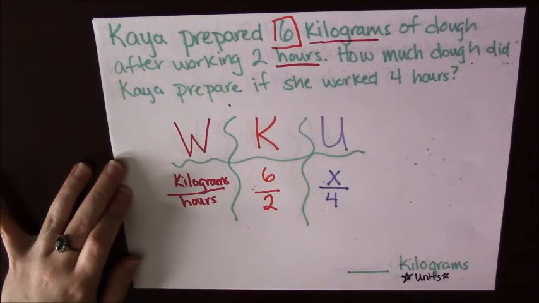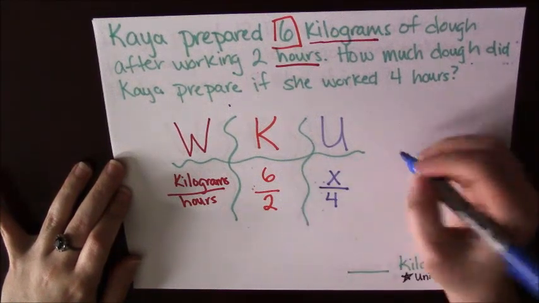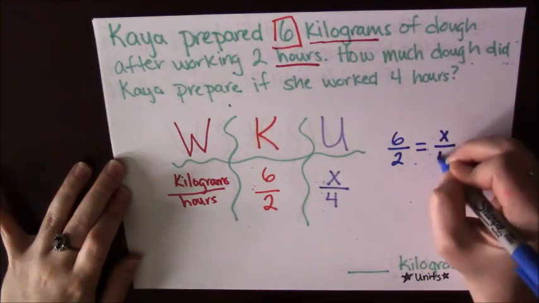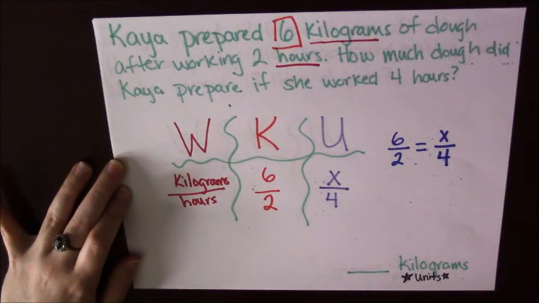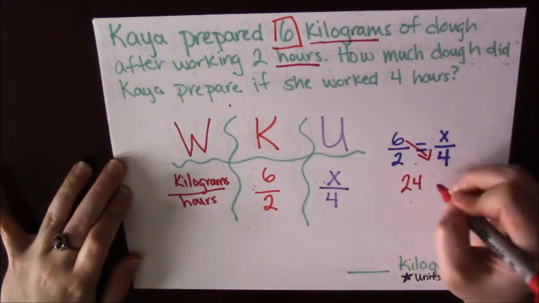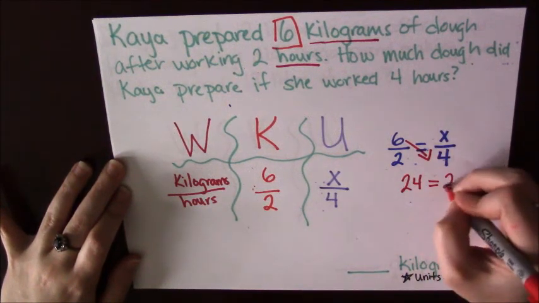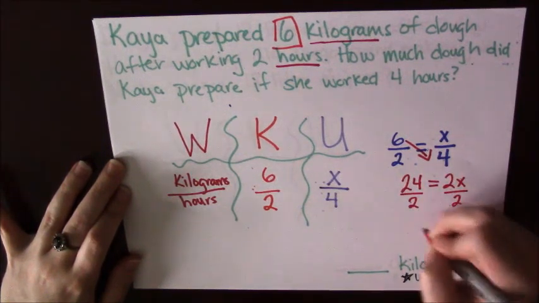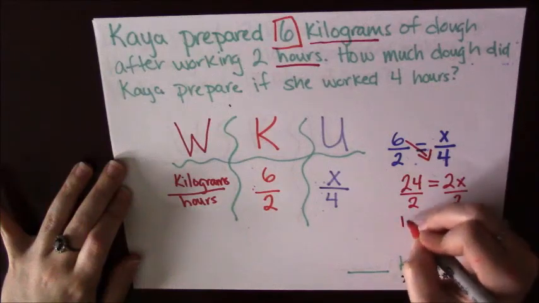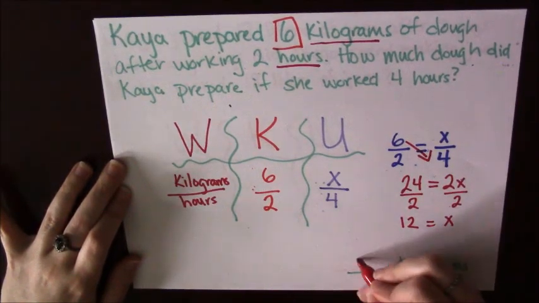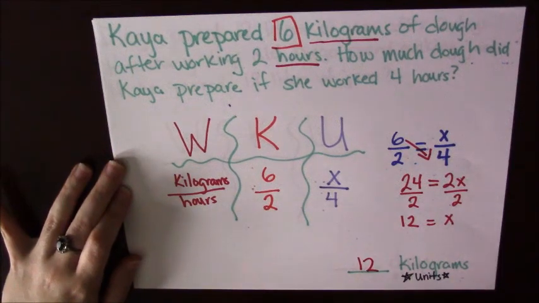Now I set up my proportion, and that's 6 over 2 equals x over 4. Cross multiply. 6 times 4 is 24 equals 2 times x is 2x. Divide both sides by 2. X equals 12. But I'm not done there. I have to have my units. So it's 12 kilograms of dough.